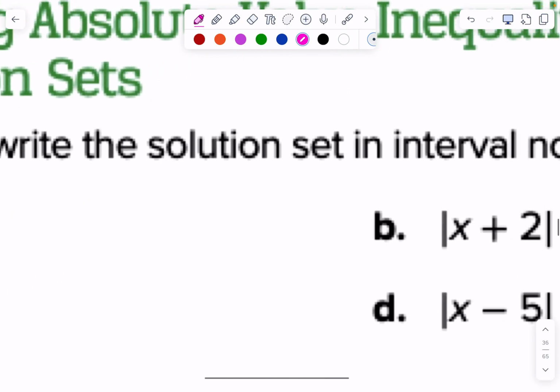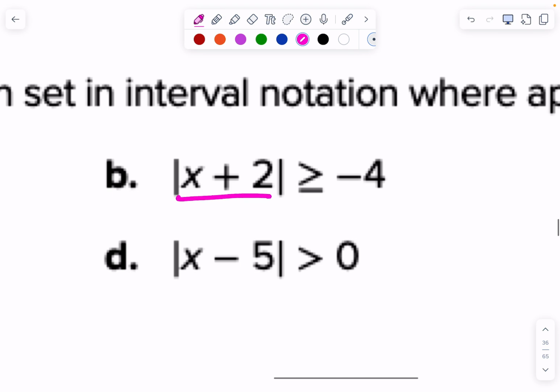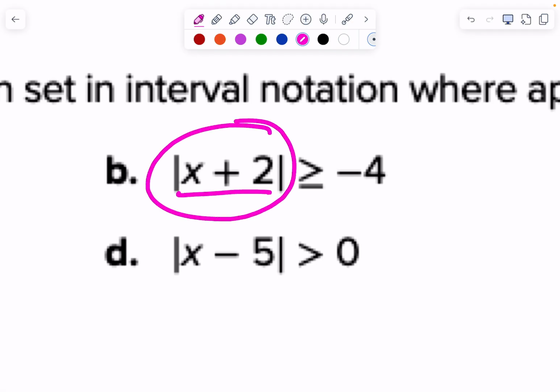I want to know when this thing will be greater than or equal to negative 4. It's never going to be equal to, but it's always going to be greater than negative 4, right? So x is all reals. I can plug whatever I want in there, and it will always be greater than or equal to. Don't let the equal to thing screw you up.